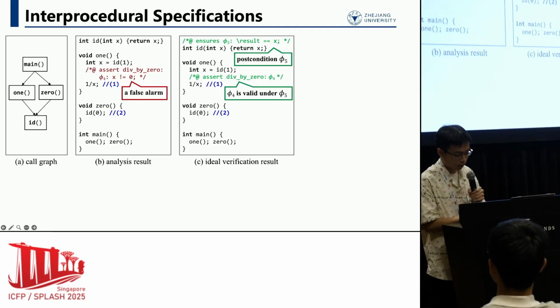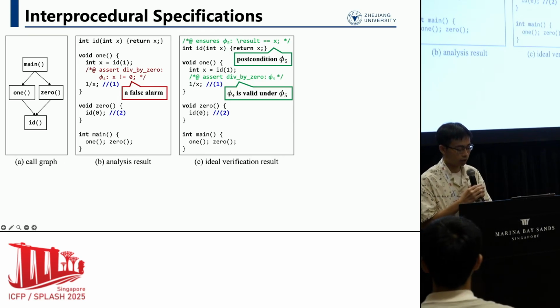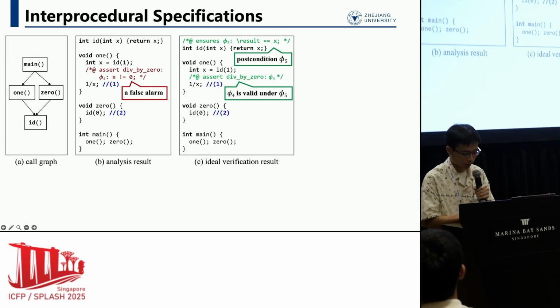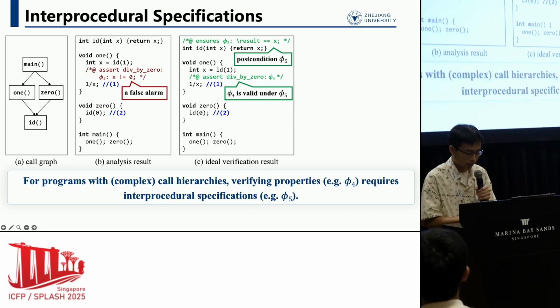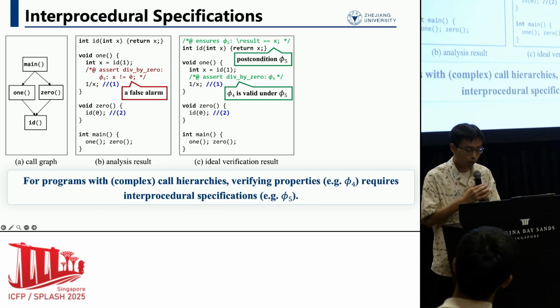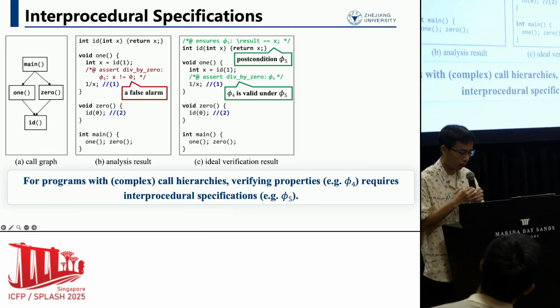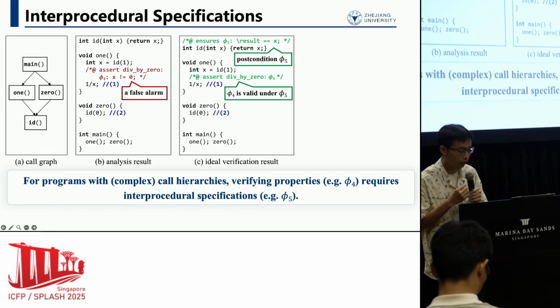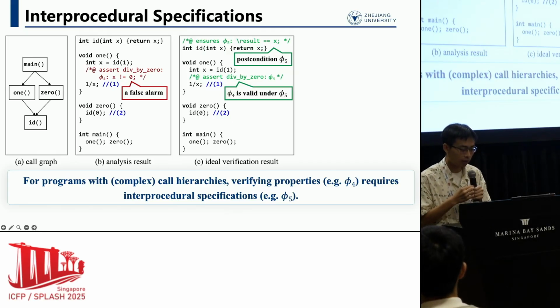With this postcondition, a verifier can prove the divisor x is actually 1, thereby proving the RTE assertion 5.4 is valid. So here is the key insight. For programs with complex call hierarchies, verifying properties such as 5.4 in function 1 requires specifications in different functions, such as 5.5 in function ID. These are so-called interprocedural specifications.